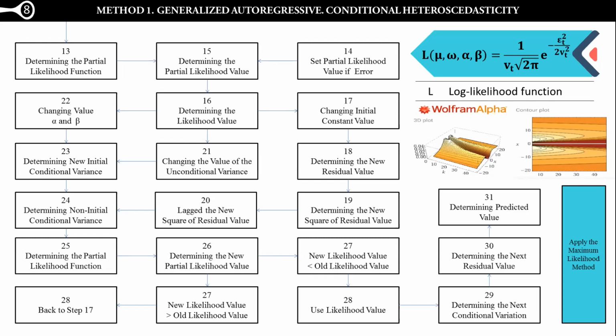In the same way as the previous scheme, a new likelihood value is obtained. If the new likelihood value is smaller than the previous likelihood value, then the previous likelihood value will be used to obtain the next conditional variance value. So the next residual value can be obtained. With the next residual value, we can obtain the predicted value.